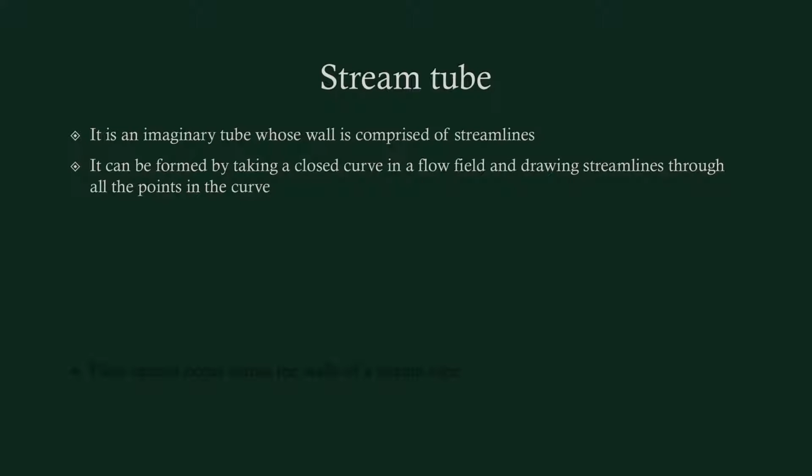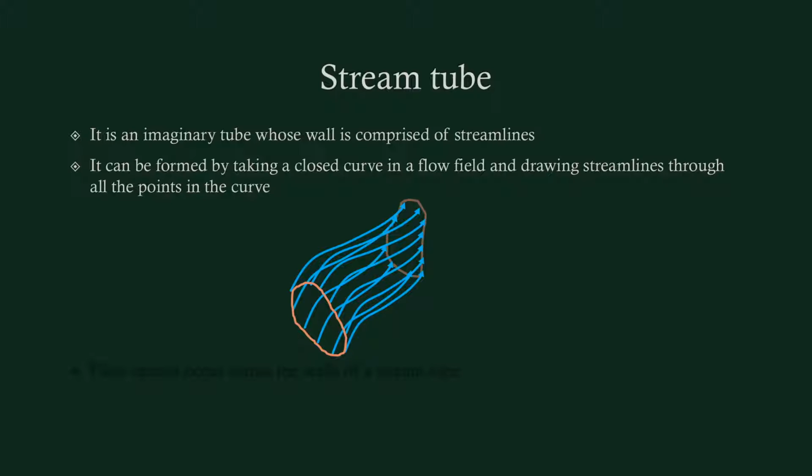There's another concept called stream tube. It is an imaginary tube whose wall is comprised of streamlines. What does it mean? Let's try to understand. It can be formed by taking a closed curve in a flow field and drawing streamlines through all the points in the curve. So let's imagine flow is taking place in a certain flow field. We're taking some imaginary closed curve like this. It can be a circular curve or it can be any kind of arbitrary shape, but it needs to be closed. Then from each of these points, if we draw streamlines, then it will give us a stream tube.